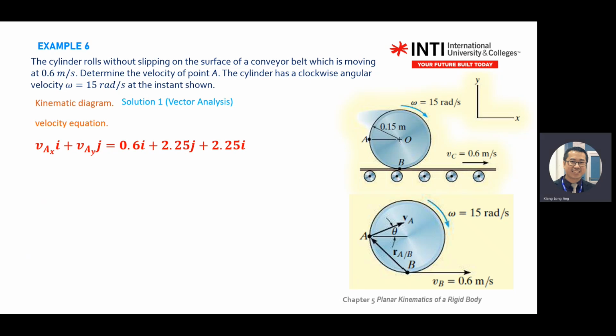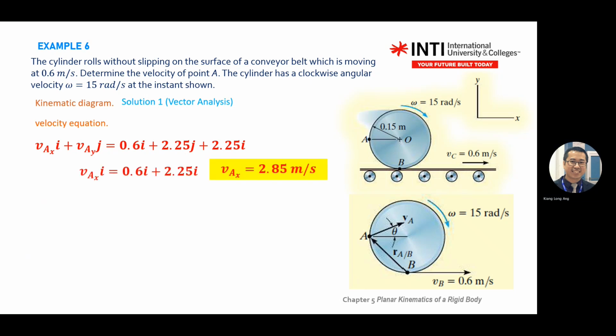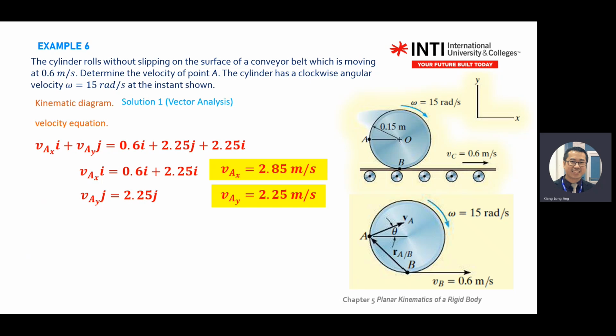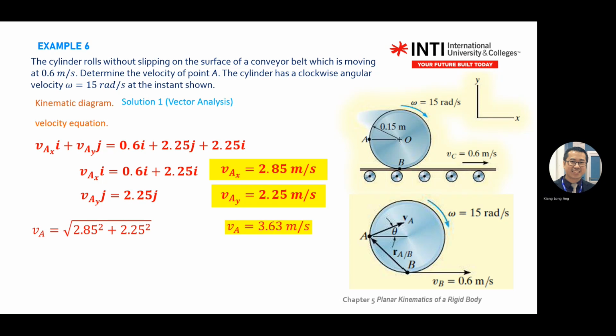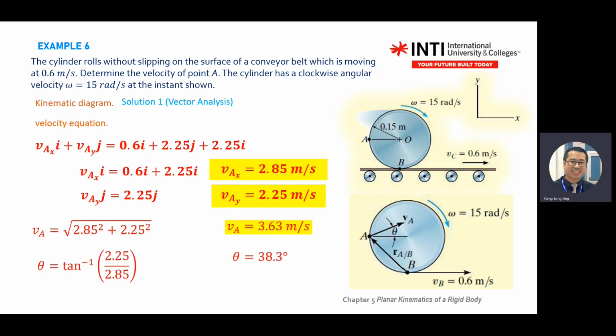You can do magnitude analysis: square X, square Y, square root. You get the magnitude of VA. Then you get the direction. So this one is positive 2.25, you get AY positive. Then you get the angle. This one you are already expert in from the previous chapter.